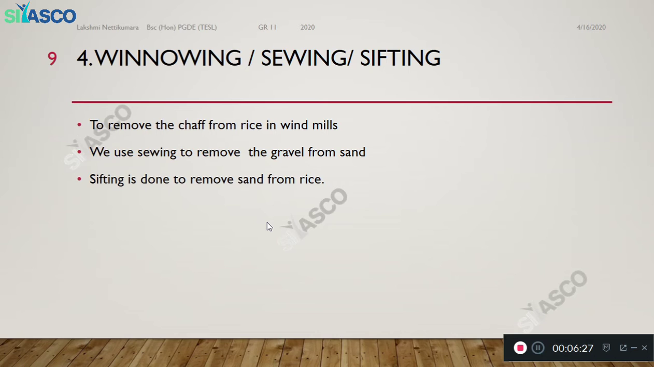The fourth method is winnowing, sowing or sifting. To remove the chaff from rice in windmills, we use wind power to winnow the mixture, and we get rice and remove chaff. And also we use sowing to remove the gravel from sand. Sifting is done to remove sand from rice. Actually, the basic principle behind this is separation due to density.